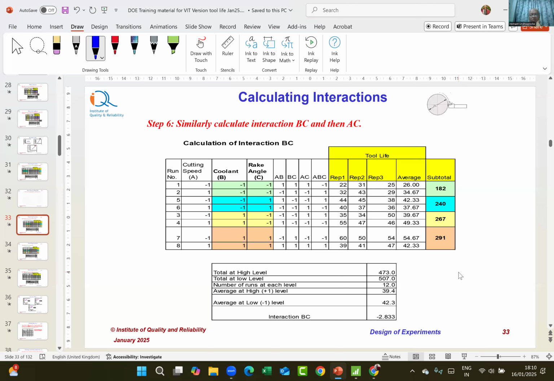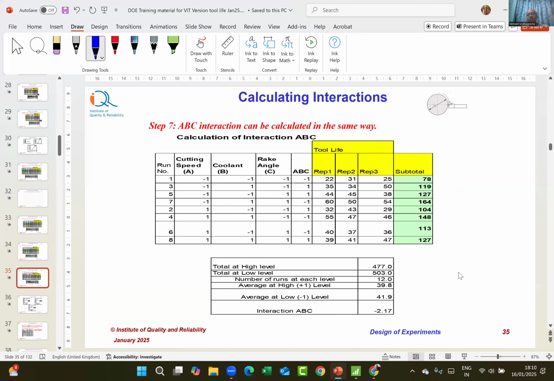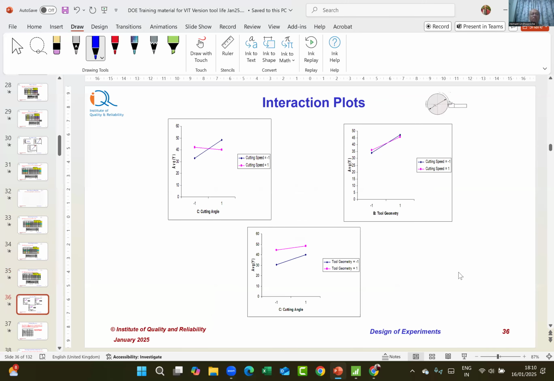Okay. So this is how you can calculate the effects of AB, ABC, all the interactions. And these are the plots, interaction plots. We have seen this all in Minitab, but I just wanted to run through this.